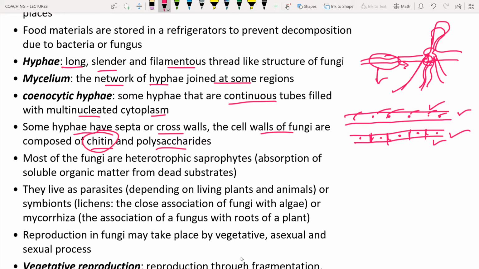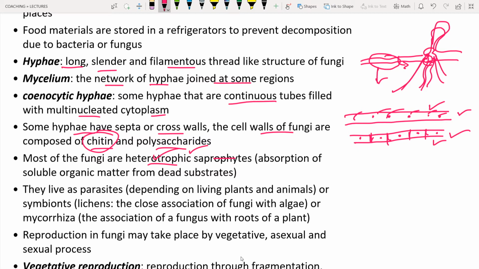So most of the fungi are heterotrophic saprophytes. What do you mean by heterotrophic? If the organism is unable to produce its own food material, that is known as heterotrophic. If it is unable to produce its own food material, it is going to depend on other organisms. So that is known as heterotrophic nutrition, or you can call them heterotrophs.